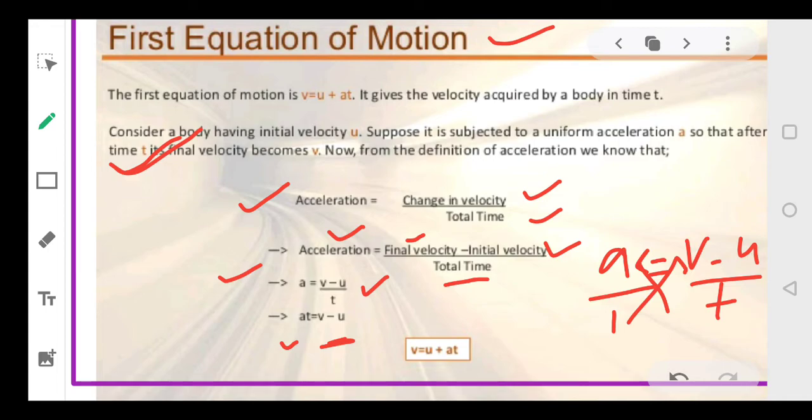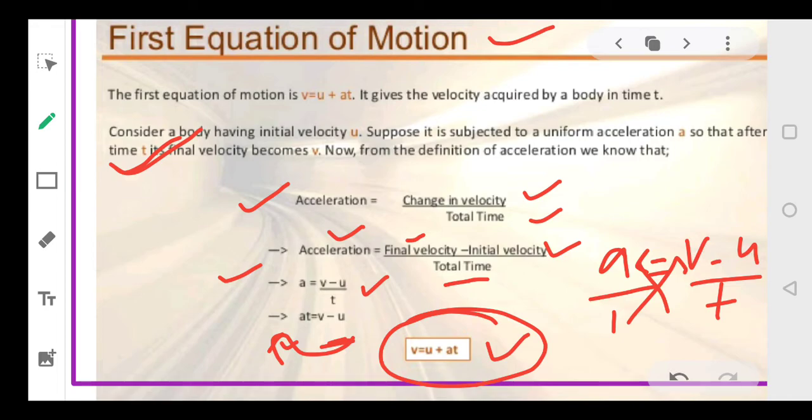Now take this U on this side. So you have V is equal to U plus AT. Clear everyone? V is equal to U plus AT, isn't it? So this is your equation number 1. V is equal to U plus AT.